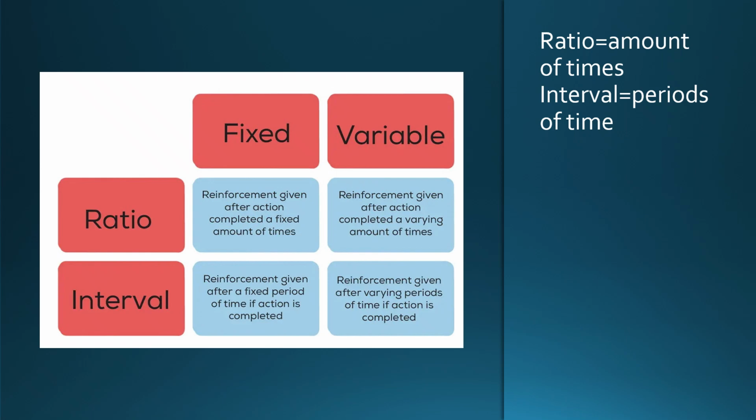Variable ratio would mean that the reinforcement is given after the action is completed a varying amount of times. And variable interval would mean the reinforcement is given after varying periods of time if the action is completed. So again, the ratio equals the amount of times the action is performed, and the interval equals the periods of time after an action is completed.